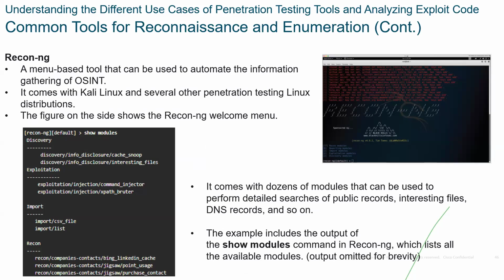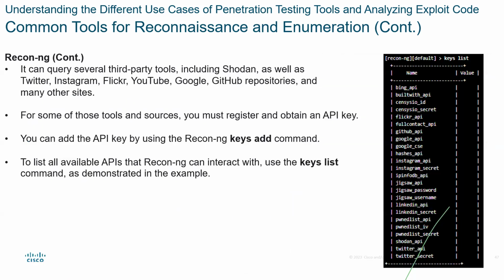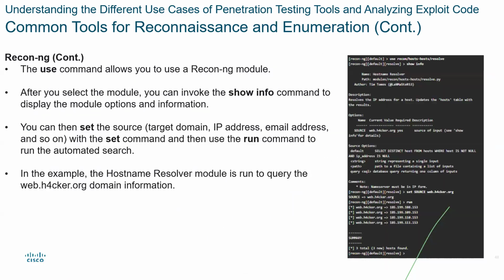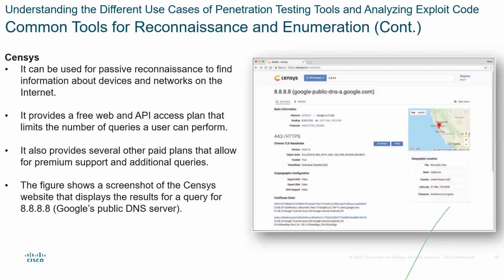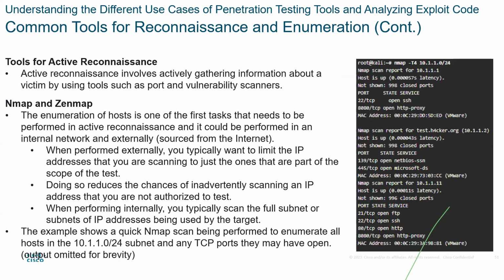So it has modules. Again, I'm just going through them, like I said, so that I can get to what I want to explain. So Censys is based on this. Again, these are tools for passive reconnaissance, right? Then tools for active reconnaissance, we have Nmap.